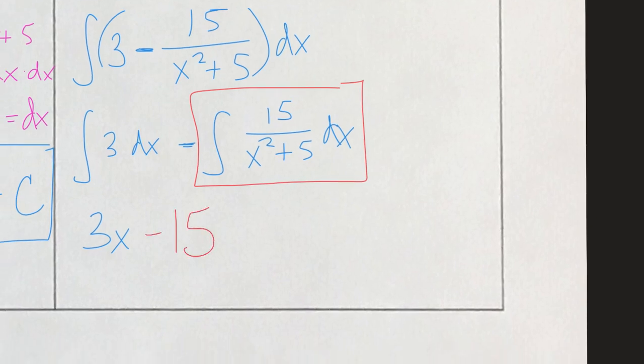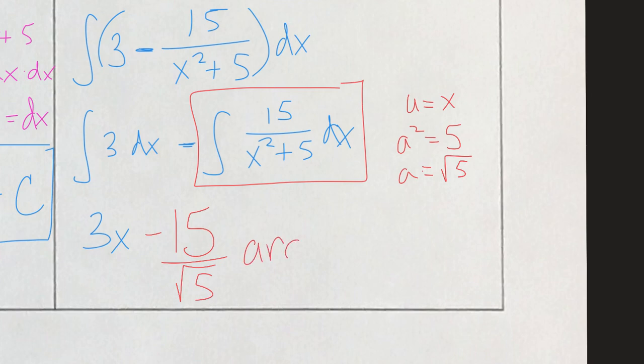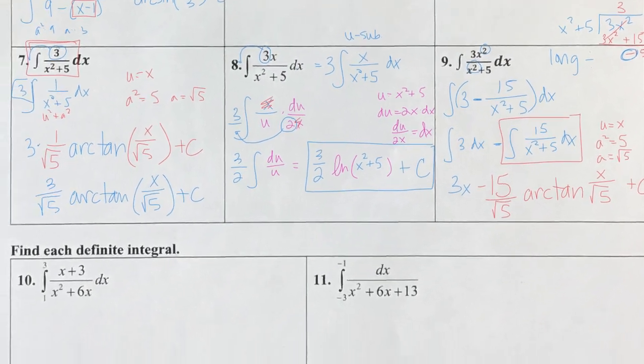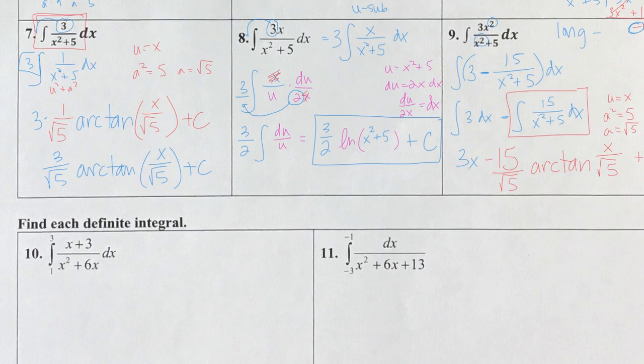Right here we have a number over x squared plus 5, so it's going to be an arctan antiderivative. So minus 15 with a u value of x and a squared equals 5, so a is root 5. So 15 over root 5 arctan of x over root 5 plus c. Okay, so these are the 3 different types of problems we have. We have one that's just straight up arc trig. We have one that's a U substitution, and then one that is a long division, which separates into a simple antiderivative, and then in this case, another arc trig.